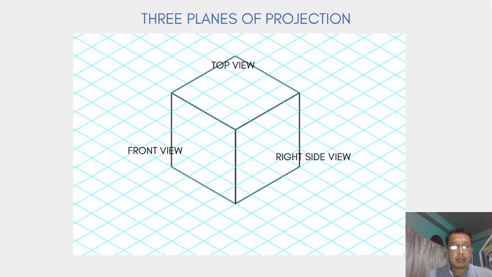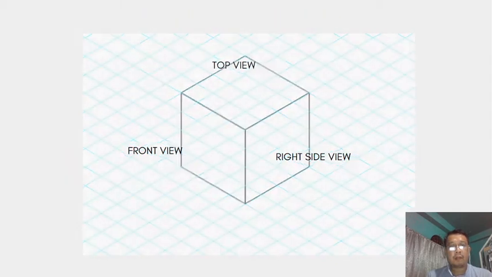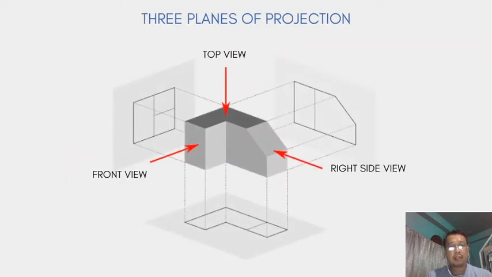In this example, we can see there are 3 planes of projection in this object, which is a cube. We can view the object in the top view, the front view, and the right side view. Technically, we have here the 3 dimensions of the object. Now the next object. Again, we are seeing the 3 planes of projection in this particular isometric drawing.